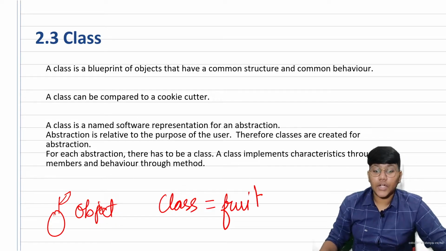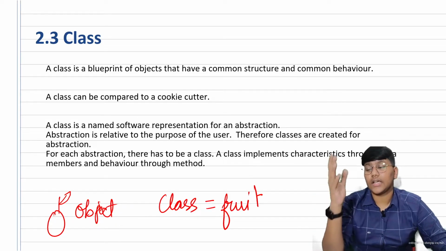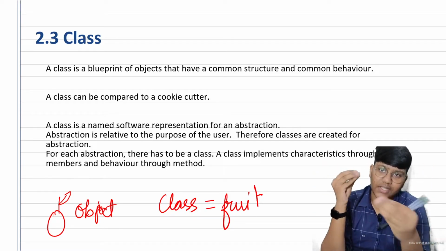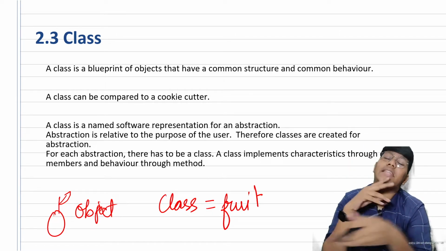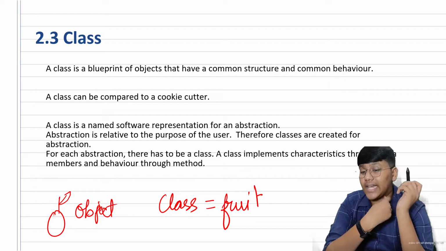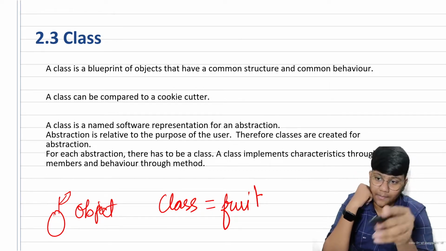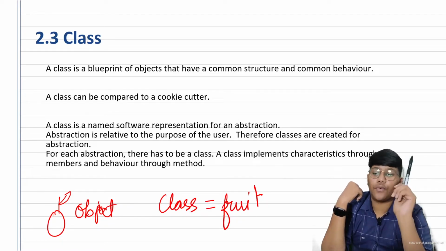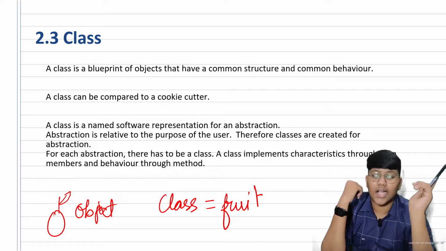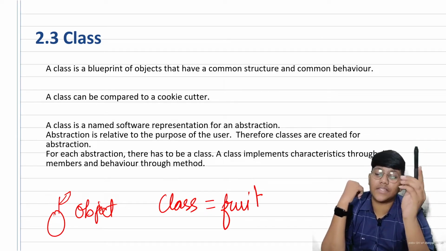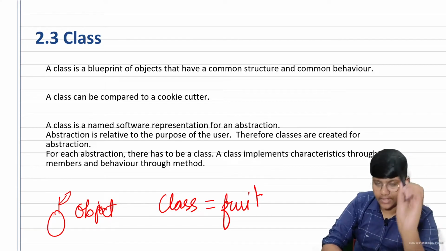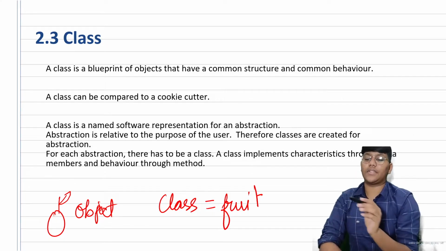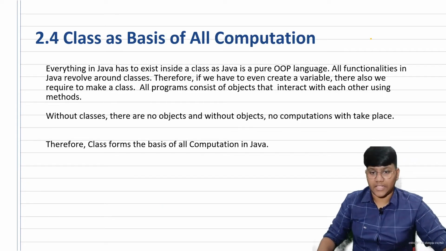A class can be compared to a cookie cutter, because a cookie cutter creates many cookies, and if those cookies are objects, the class is the cookie cutter because it creates many objects. Now a class is a named software representation for an abstraction. Abstraction is relative to the purpose of the user, therefore classes are created for abstraction. For each abstraction there has to be a class. A class implements characteristics through data members and behaviors through methods. The same thing we studied for object: a class implements characteristics through data items and behavior through methods.